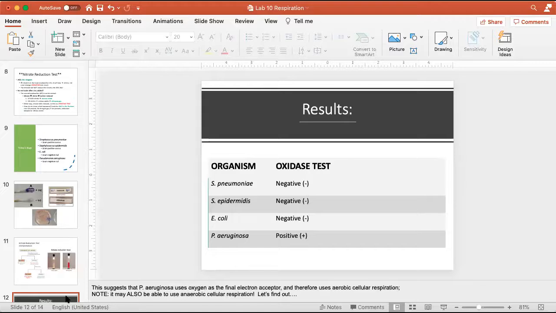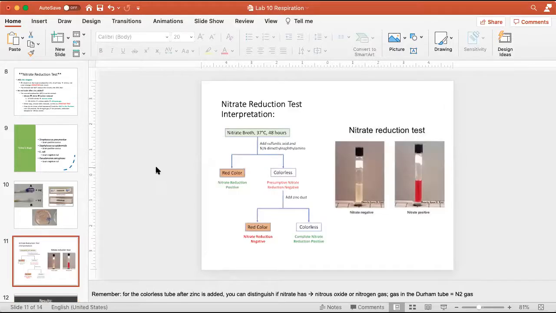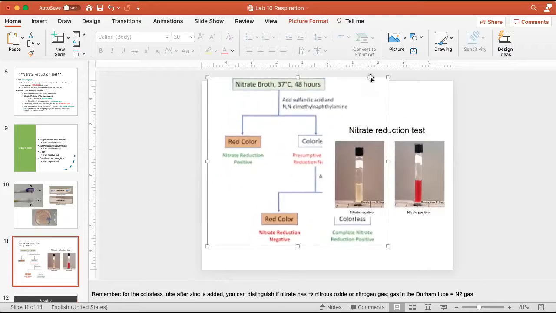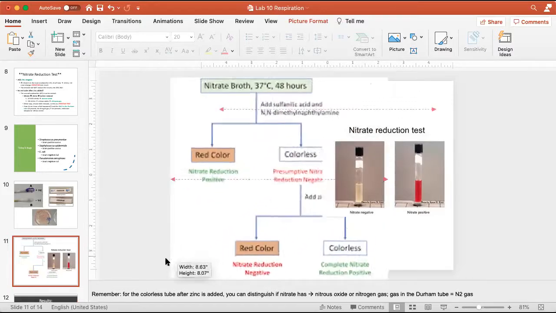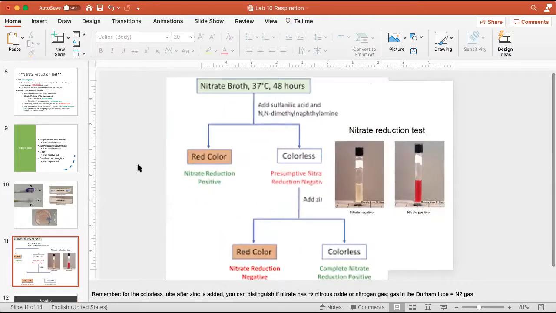All right. Now, the nitrate reduction test. I put this in here. I like this image. This is a flow chart for the nitrate reduction test. I hope you find this as helpful as I do.